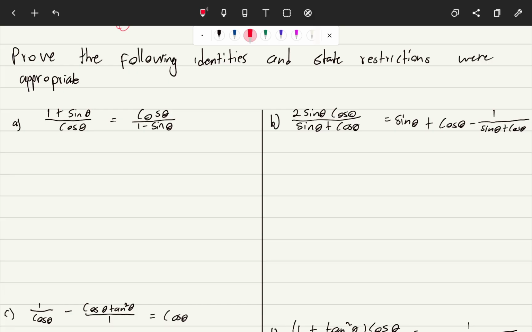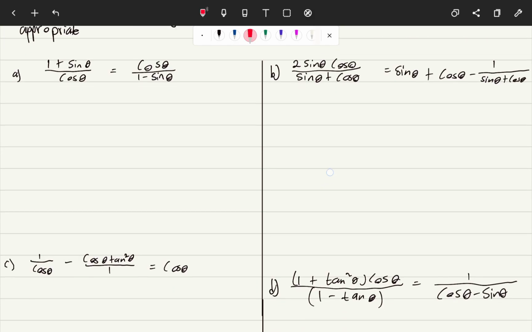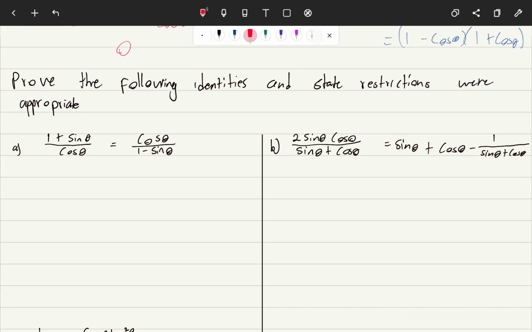Cool. Let's start with A. Like I said, it doesn't really matter which side you pick. No, it does matter for some problems, like C here, but we'll talk about it. For number A, it doesn't really matter, so I'll do both sides just to show you guys.